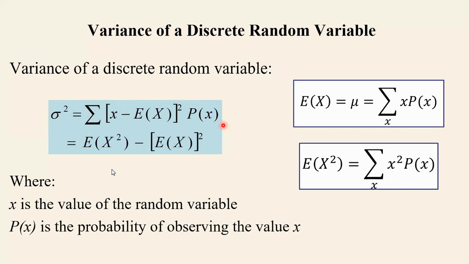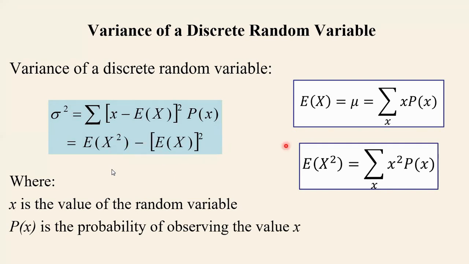Then we have a computational formula. When we simplify this formula, because this is very difficult to calculate, so this is the actual definition. From this definition, we derived the computational formula. It is given by sigma squared equals expected value of x squared minus (expected value of x) squared. Right?